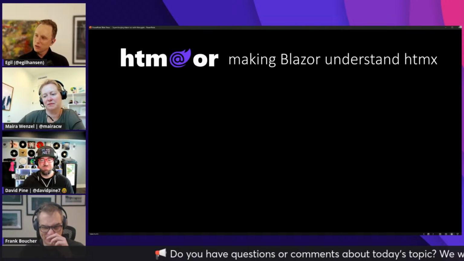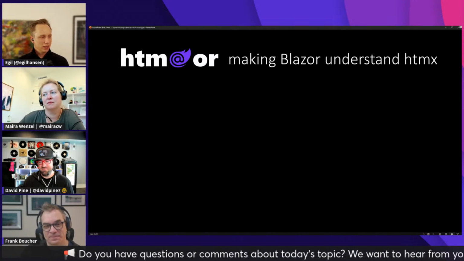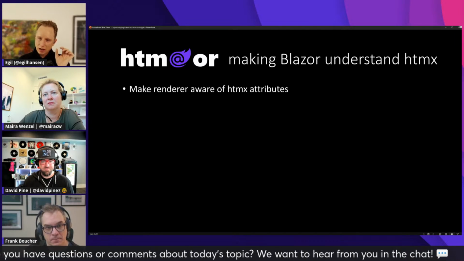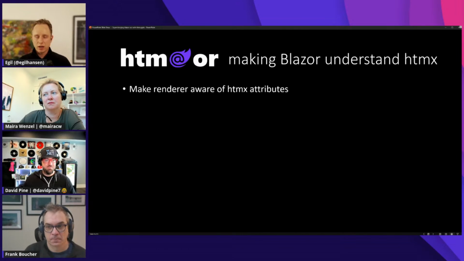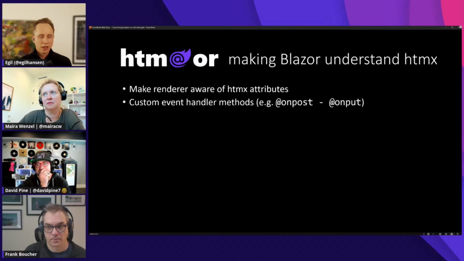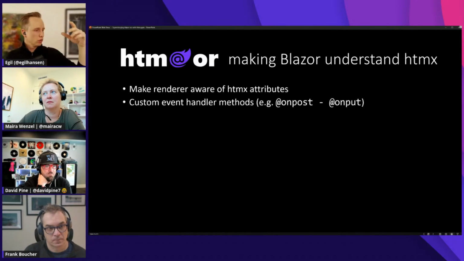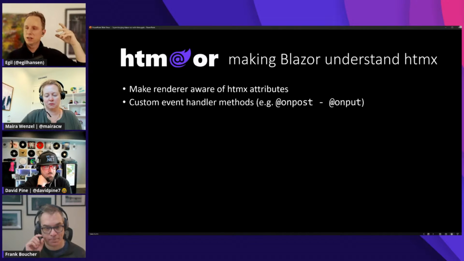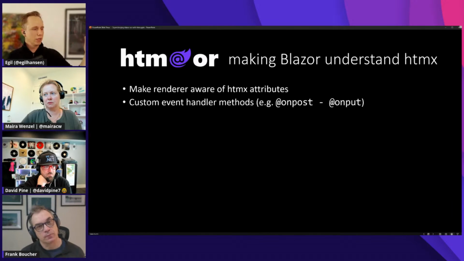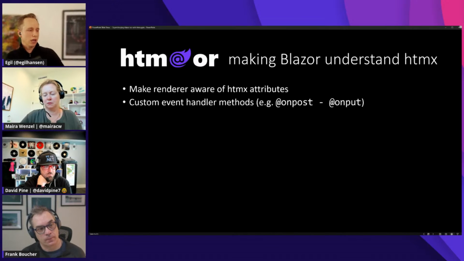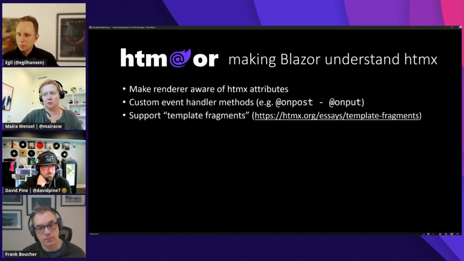So the goal is basically to make Blazor understand HTMX on a render level. We want the core renderer to be aware of HTMX attributes. Some of them have different meanings, and we might want to treat them differently. We want custom event handlers that we can use in our Blazor markup, like onPost, onPut. I also want to enable onClick, onDoubleClick and all of those, which you can't use in Blazor because they are not supported in Blazor static server-side rendering. You have to use forms to do anything there.